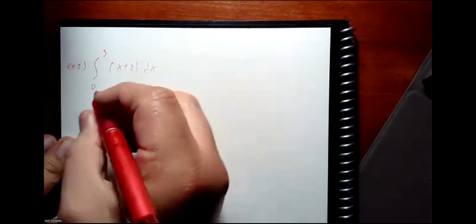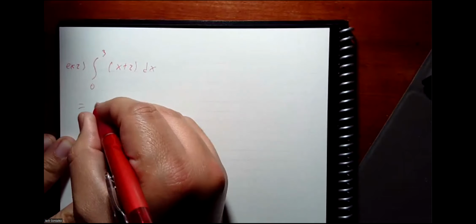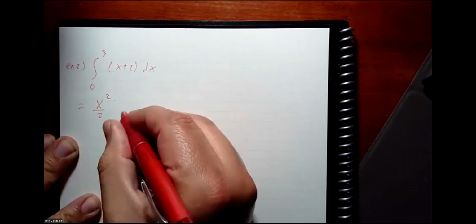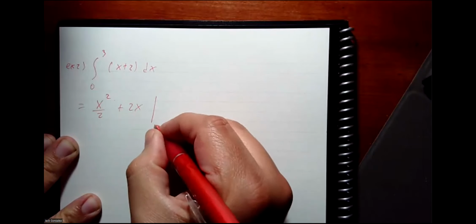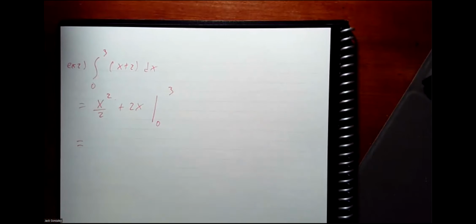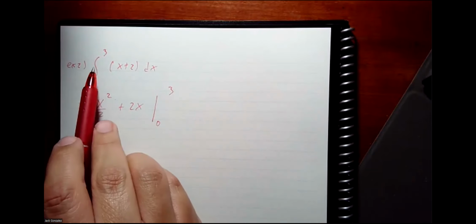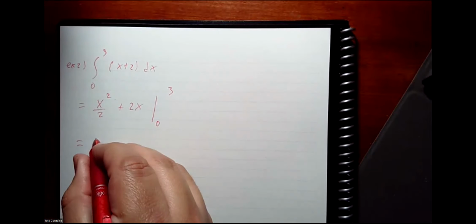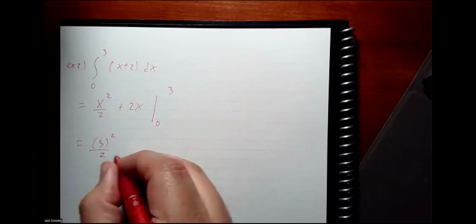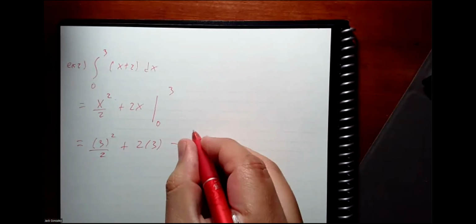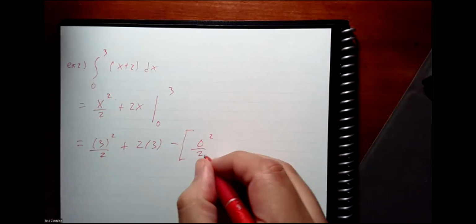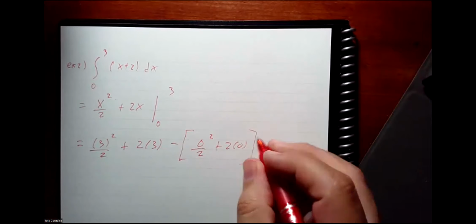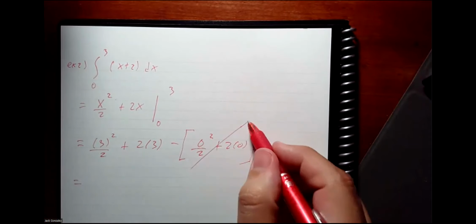Let's do an easier one just in case that was weird. The integral from 0 to 3 of x plus 2 dx. So I'm integrating with respect to x. You're going to get x squared over 2 plus 2x, and then evaluate from 0 to 3. Once you've done the antiderivative, you no longer write the integral symbol. So this will be 3 squared over 2 plus 2 times 3, minus 0 squared over 2 plus 2 times 0. This happens to be 0 again.